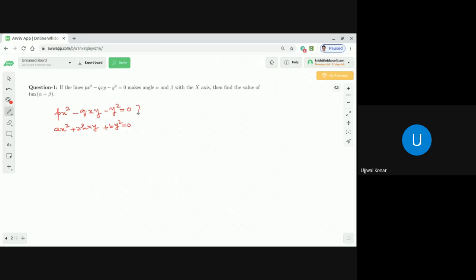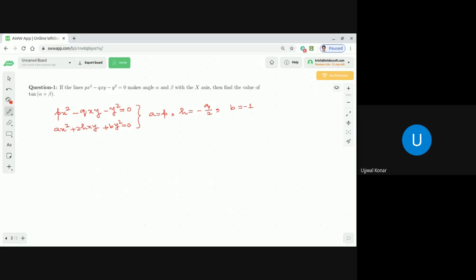If you resemble, then what you are going to get, dear students, a is equal to p, correct? Now then we are going to get 2h is equal to minus q, so that means h is equal to minus q by 2, and b is equal to minus 1. So why am I equating like this? It will help you to formulate the problems properly.